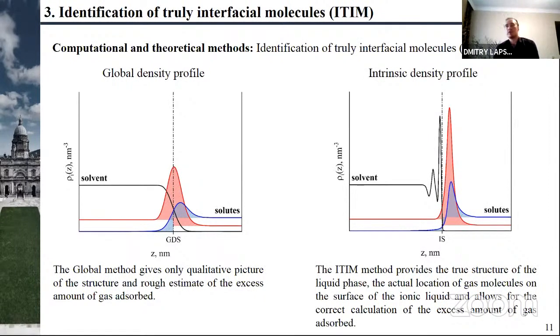So if you have an experimental system which deals with, for example, gas-liquid interfaces or liquid-liquid interfaces, then you can do simulations and apply the ITM analysis in order to understand the structure of the interface. So this method can be applied to any fluid-fluid interfaces.